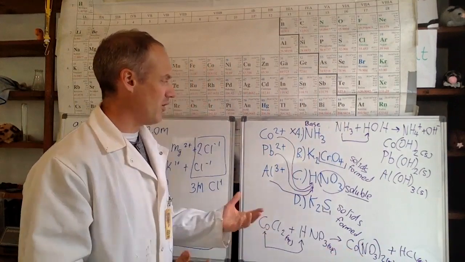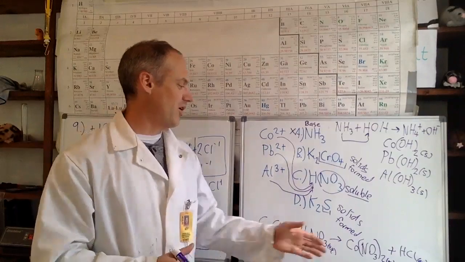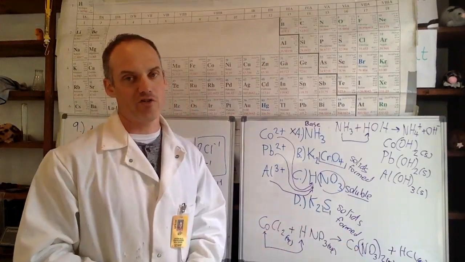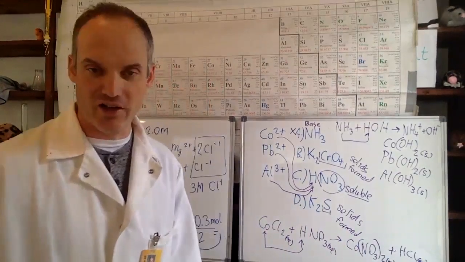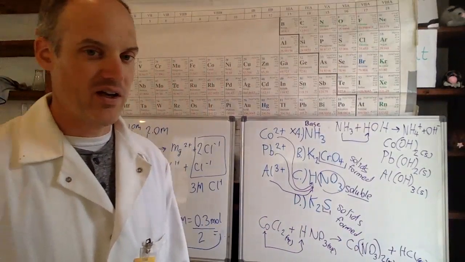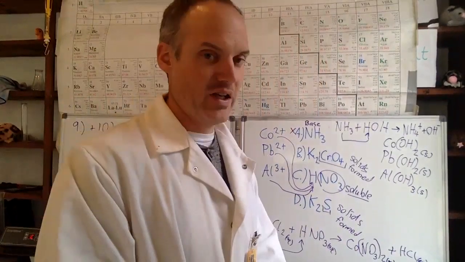The cobalt would like to form a precipitate, but it really can't because it's bonding now with the nitrate, which makes everything soluble. So the reaction is pretty much done at that point. So that's why it would make the most sense for 13 to be C.